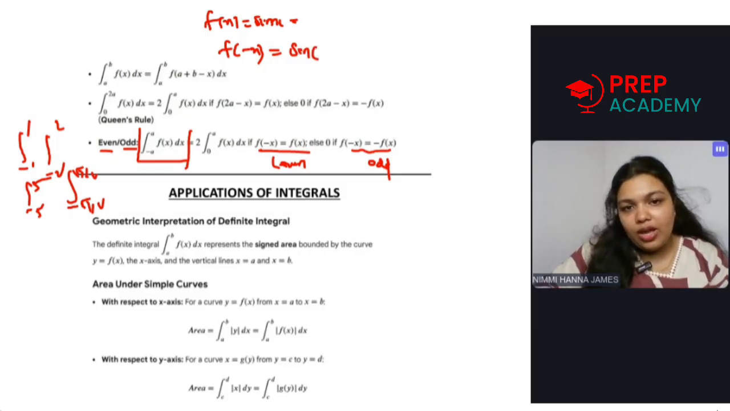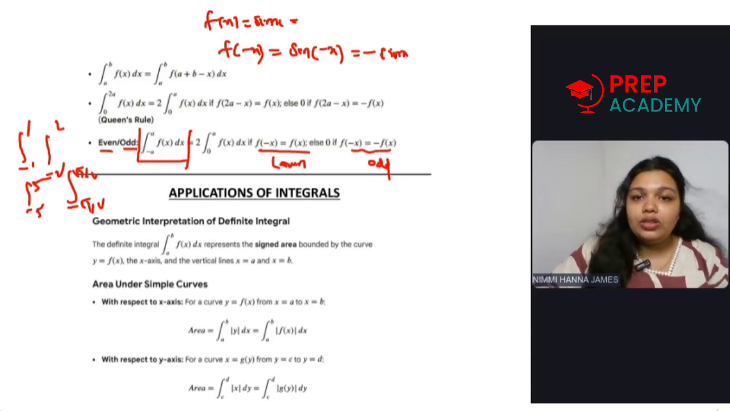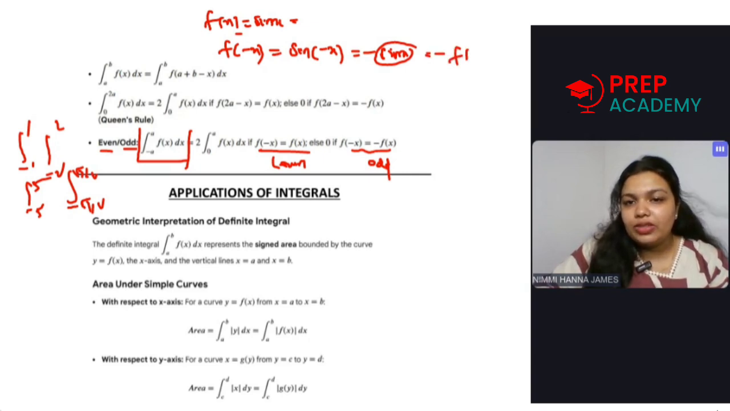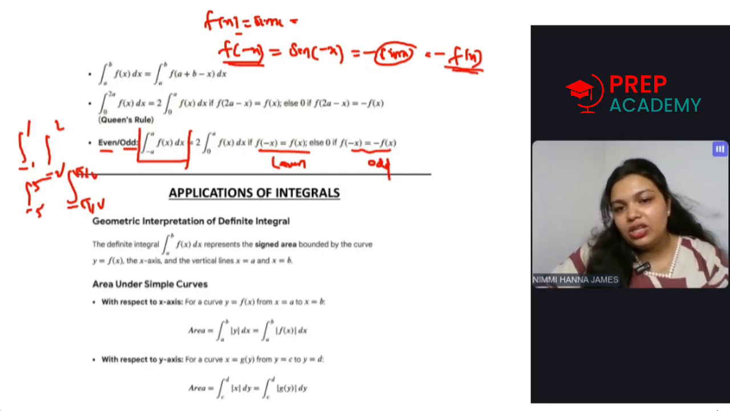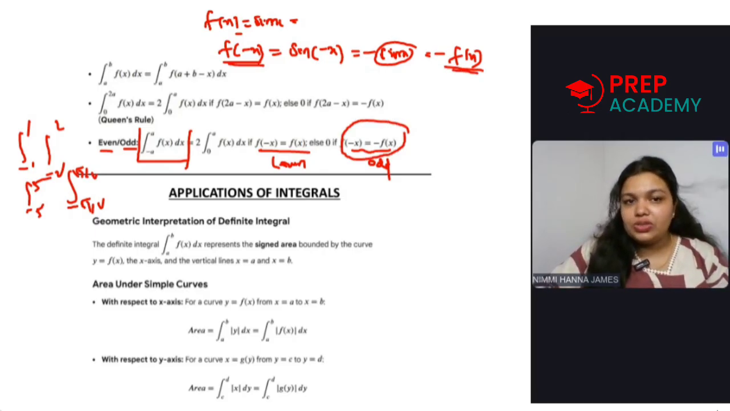So sine of minus x, like that. Sine of minus x is minus sine x, that we have learned in 11th standard and all. So sine x is what? f of x. So minus f of x. So that's it. f of minus x, after substituting all these, we got minus f of x. That means from the definition, it is an odd function. So sin x is an odd function.